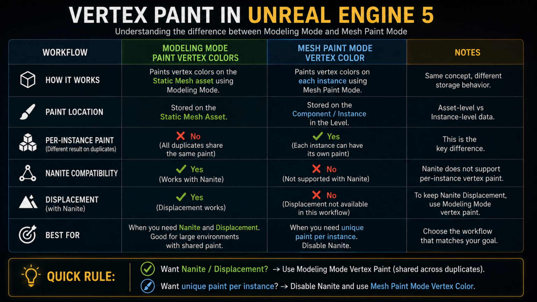On the other hand, if you're building something like a modular wall set and you want to duplicate the same wall many times while giving every copy a different material blend, then mesh paint mode or vertex color is probably the better choice. You can reuse the same static mesh and paint every instance differently, but the trade-off is that Nanite needs to be disabled, so you also lose Nanite displacement. So neither workflow is necessarily better. It's simply a choice between the features you need for a particular asset or environment.